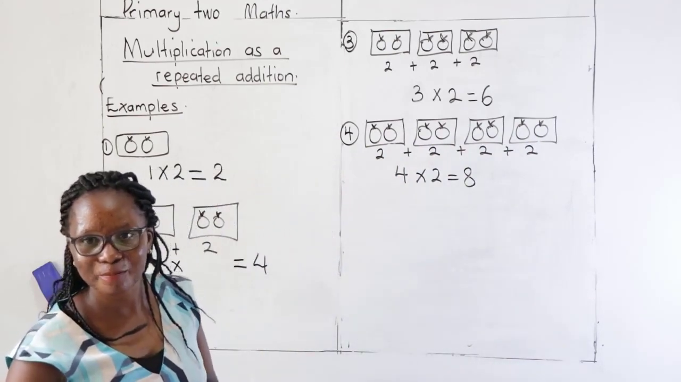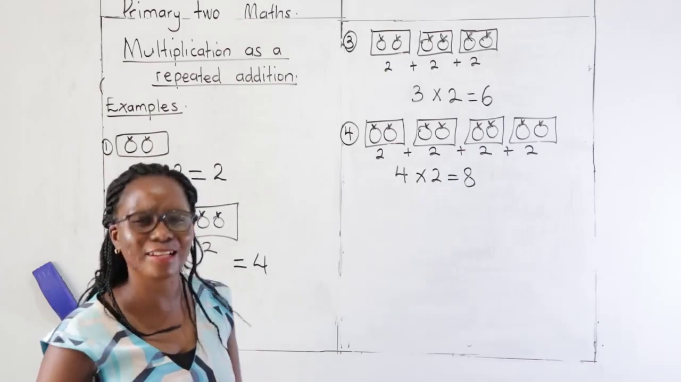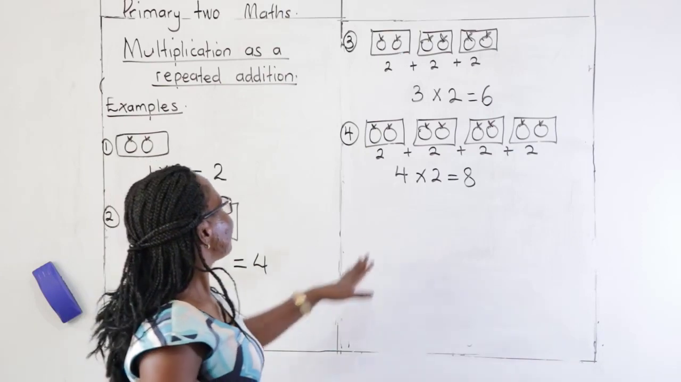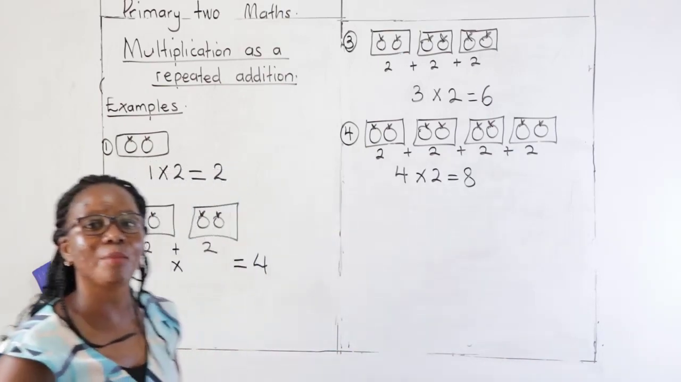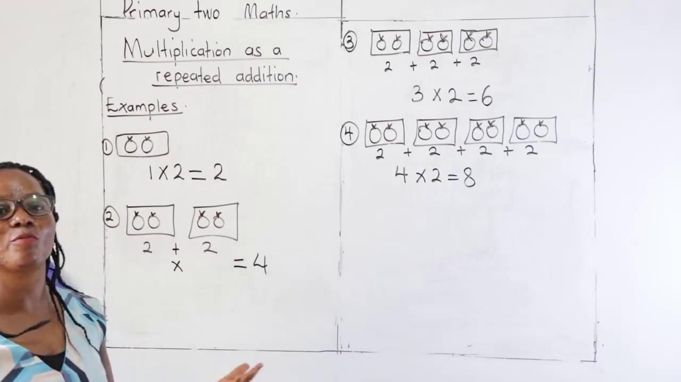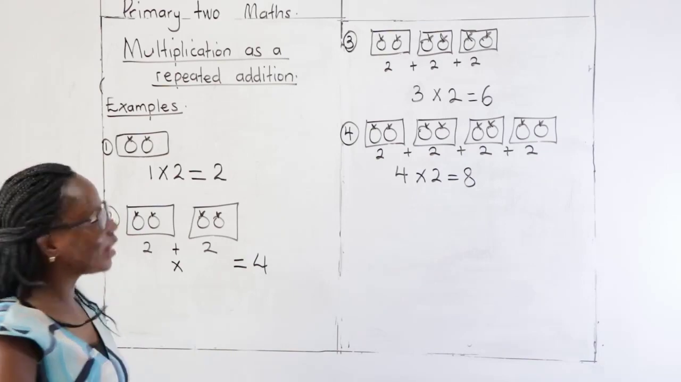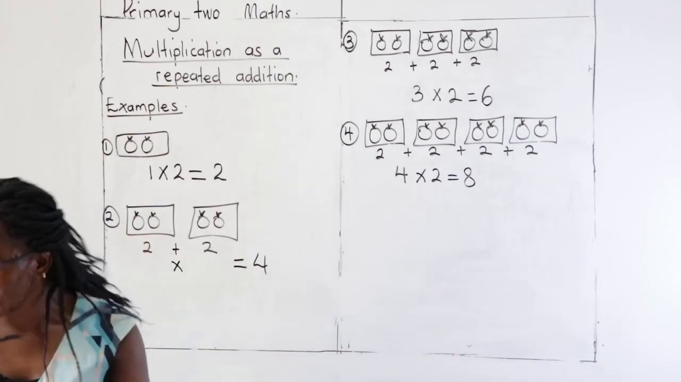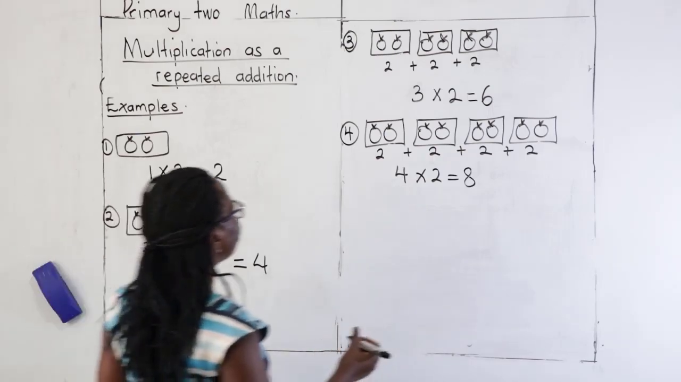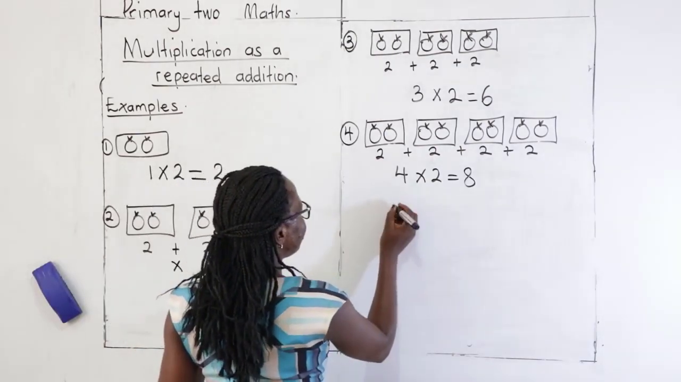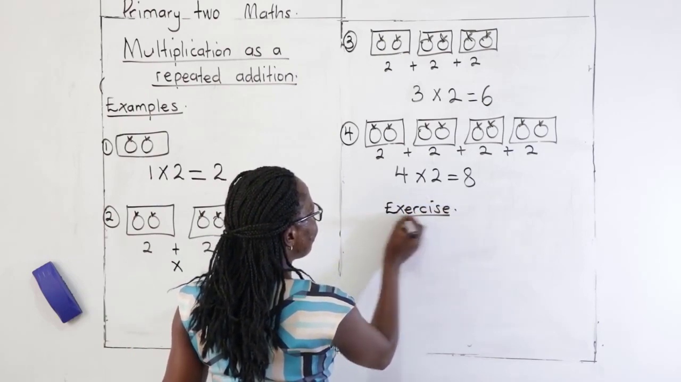Are we together? I hope we are going slowly by slowly, and I hope you're understanding me very well. So this is how we add and end up getting the answers as we need them in multiplication. This is what we call multiplication as a repeated addition. Now I want you to do this simple exercise before we proceed.